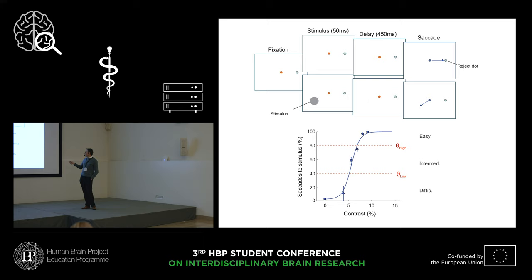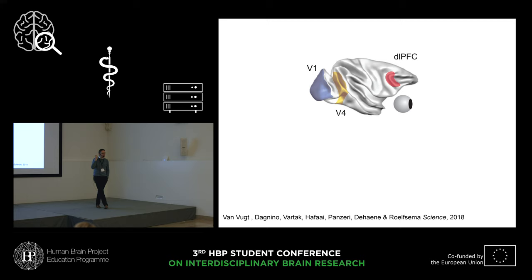So for the purposes of data processing, we defined two, and these are not thresholds I was talking about. This is another type of threshold for analysis. So we said when the accuracy is below 40%, we call the stimulus difficult. If accuracy is between 40 and 80%, we call it intermediate. And if it's higher than 80%, we call the stimulus easy. Okay? And then we recorded from primary visual cortex, area V4, and also dorsolateral prefrontal cortex.